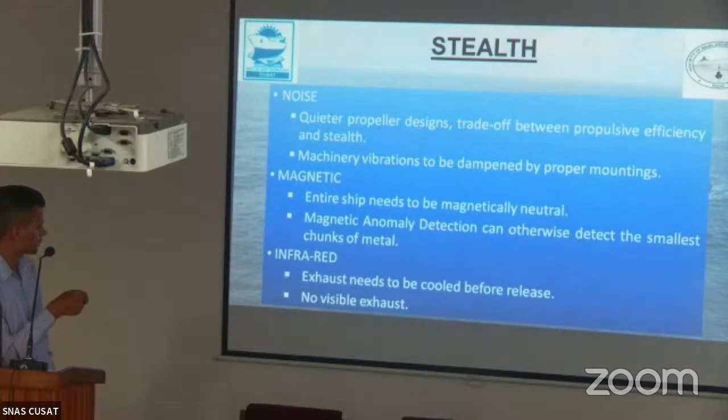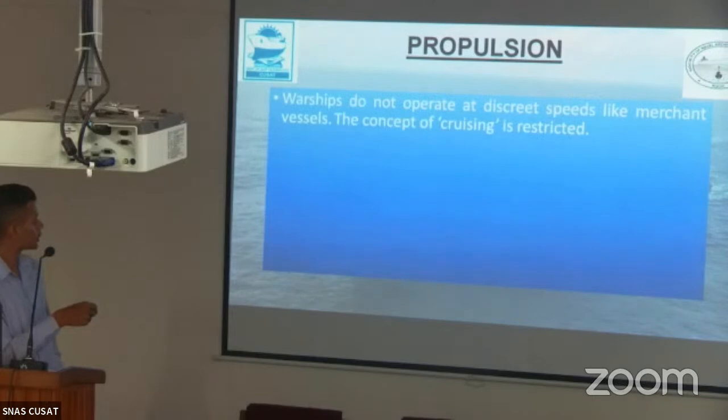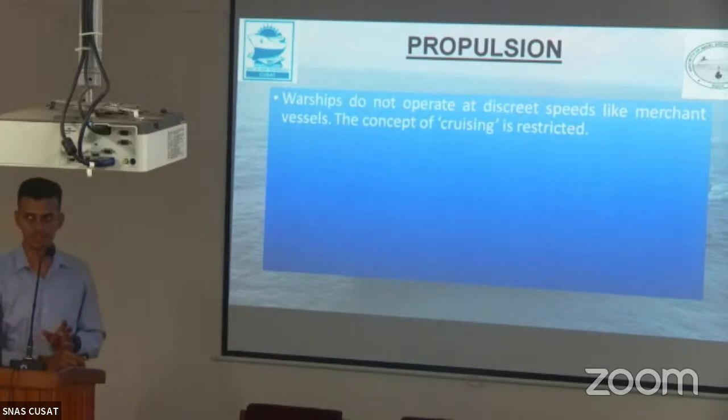So infrared I've already covered in the first slide, that we need to cool down the exhaust of the vessel so that infrared detection cannot find the location of our ship. Now coming to propulsion, warships do not operate at discrete speeds like merchant vessels. The concept of cruising is very much restricted in warships. Sometimes they need to sprint, sometimes they might have to operate at very low speeds for operating their sonar. Sometimes they have to cruise for getting from point A to point B.